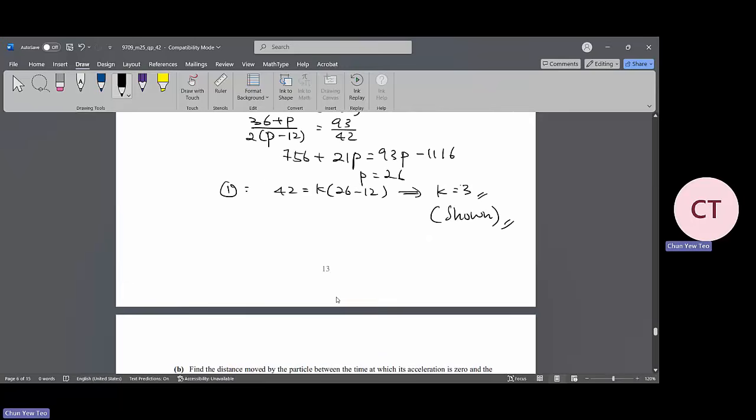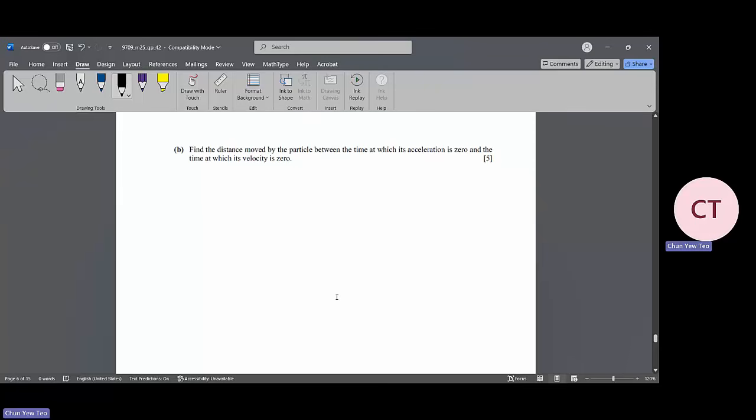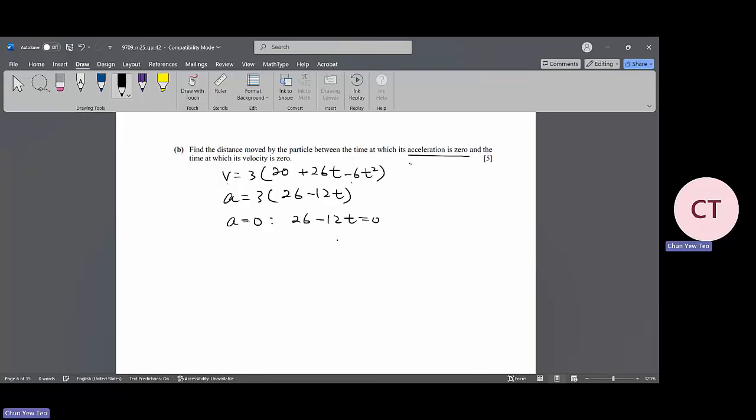Okay, so now with these two values, k is 3, b is 26, we want to use these values and move on to solve part b. Find the distance moved by the particle between the times at which the acceleration is 0. So now my v this time is 3 multiplied by 20 plus 20b minus 6t square. Okay, my a is 3 of the 26 minus 12t. So they mentioned that acceleration is equal to 0. a equal to 0. That will give you 26 minus 12t equal to 0. Your t is 13 over 6.